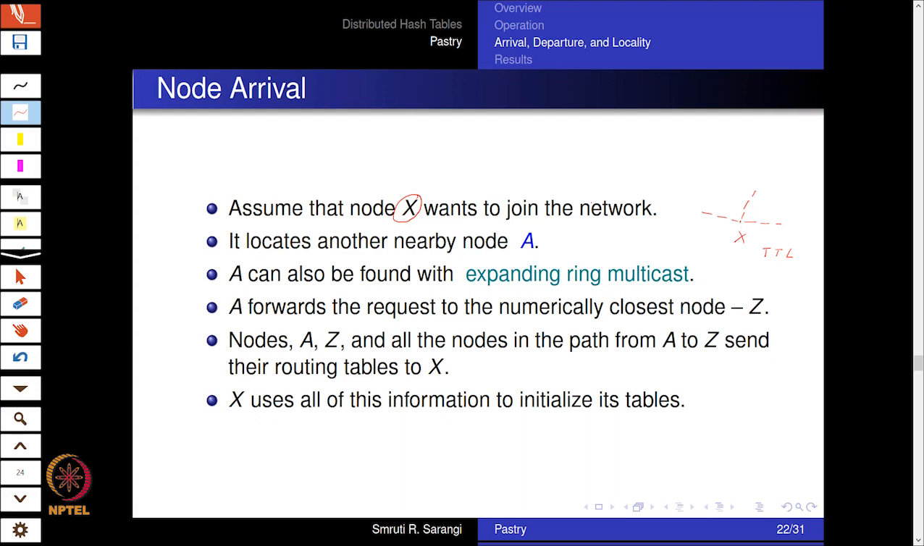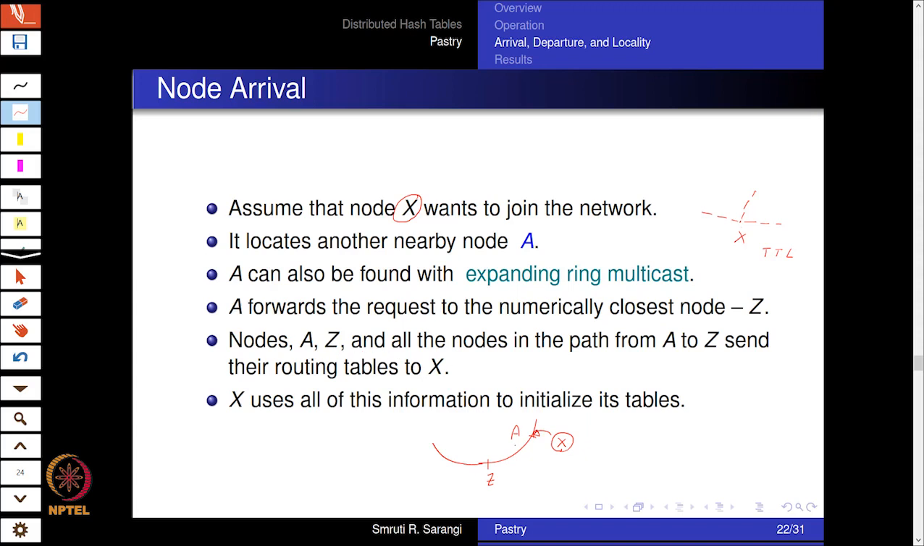So let the closest node be Z. A forwards the request to the numerically closest node, which is Z. What's the idea? The idea is that I have a ring. Node X wants to join. It contacts node A, which is the closest to it in terms of geographical proximity. Node A then finds node Z, which is the closest to node X in terms of proximity of node IDs.